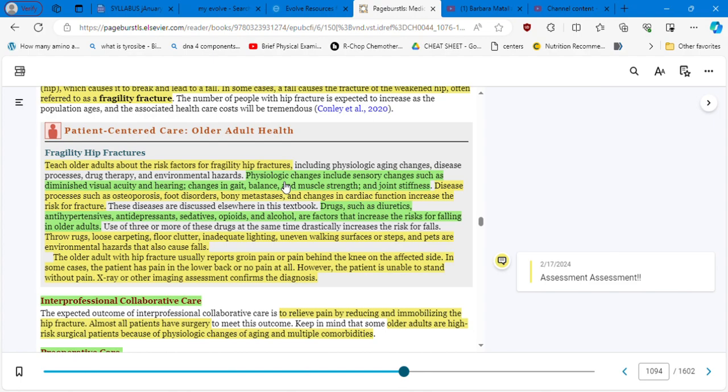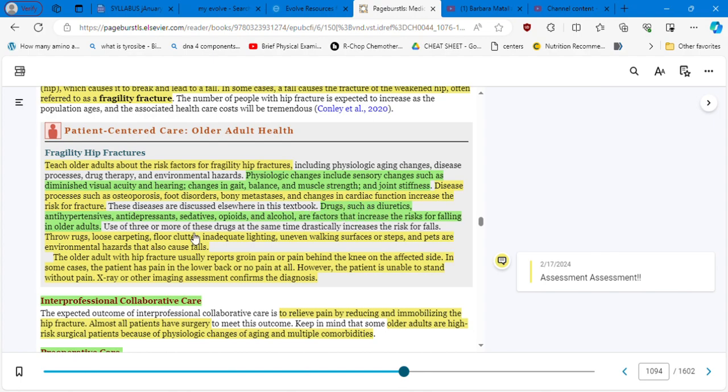Physiologic changes include sensory changes such as diminished visual acuity and hearing. I told you vision is very important, hearing is very important, because when they need to read the instructions, they need their vision and they need their language. Also change in gait, balance, and muscle strength, and joint stiffness. Disease processes such as osteoporosis, foot disorders, bony metastases, and changes in cardiac function increase the risk for fracture. Foot disorders like plantar fasciitis that we learned before, right?